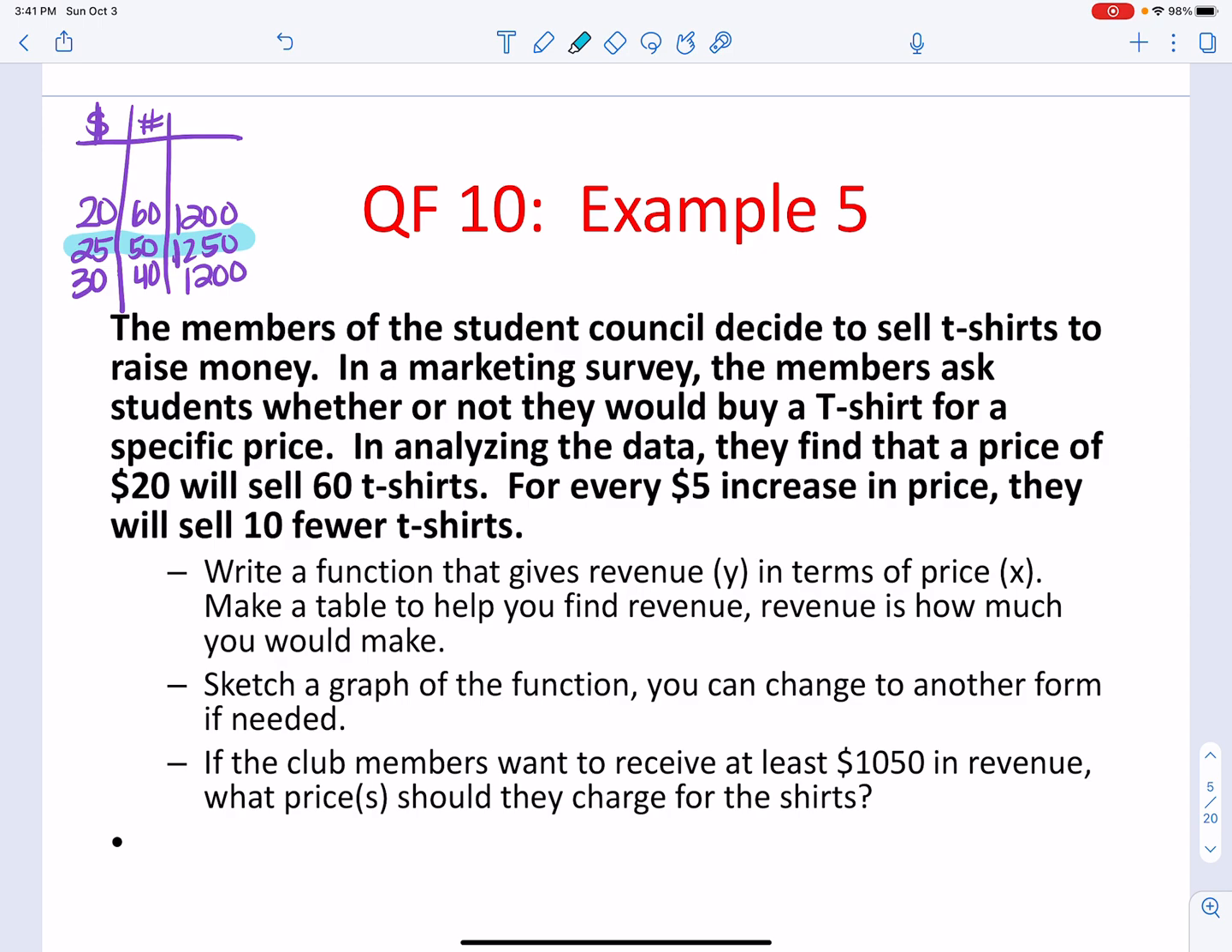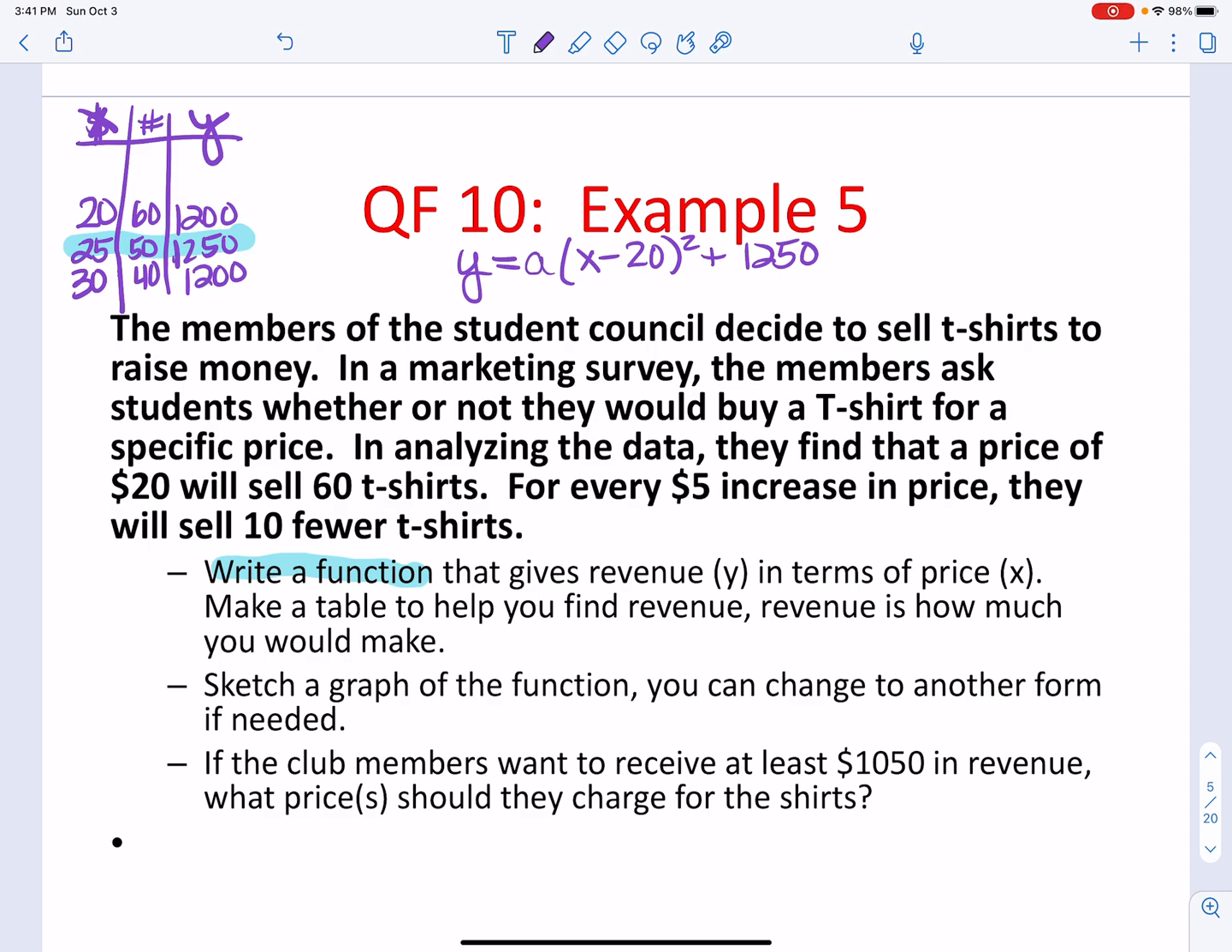So right there, I know that this is my vertex because the profit dropped 50 on both sides of the 1250. So now it wants me to write a function, okay? It says write a function. So if you know the vertex, basically, can't you just say y equals a times (x minus 20) squared plus 1250? Because we are graphing x and y, the profit, right?